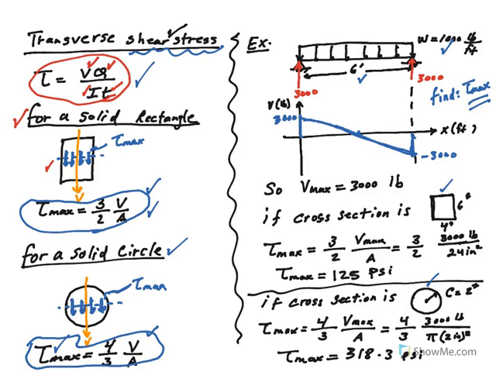So first of all, you know that the equivalent concentrated load in the middle is going to be 1,000 times 6. That's 6,000. Because of symmetry, you divide it by 2, so the two reactions become 3,000 each. A quick shear diagram, even though, by inspection, you can tell that the maximum shear is going to be 3,000.